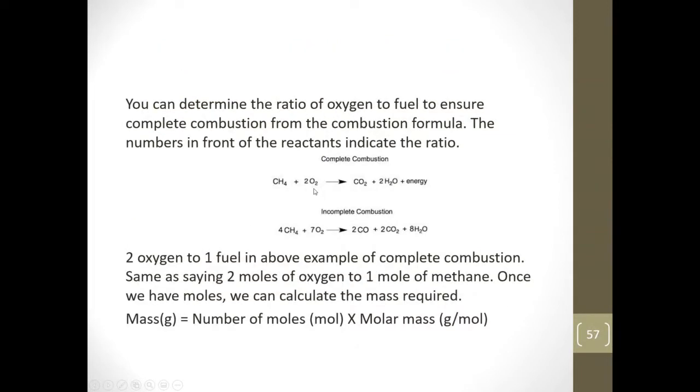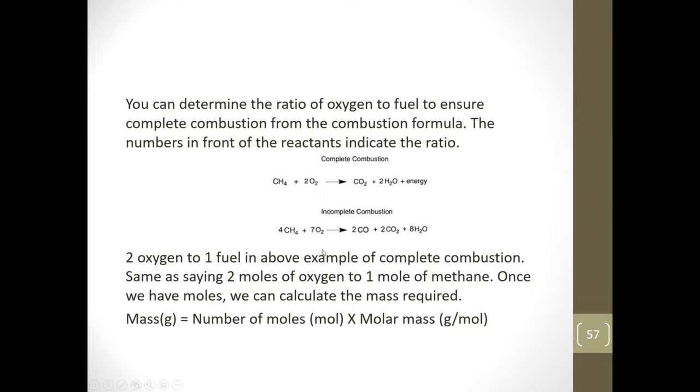So using stoichiometry, we can determine the ratio of oxygen to the fuel to ensure we have complete combustion from that combustion formula. The numbers in front of the reactants indicate the ratio, right? Again, one part methane, two parts oxygen. That's what we get, complete combustion. Here we have four parts methane and seven parts oxygen. And we got carbon monoxide here, so incomplete combustion. So we learned about the air fuel ratio and the oxygen fuel ratio and all that wonderful stuff before.